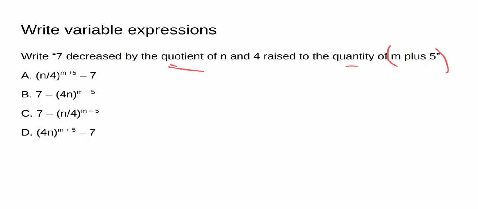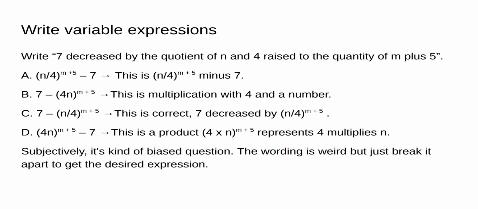So let's see. There are two answers we can obviously eliminate, because quotient means division, right? We can easily remove this one and this one. That's just multiplication, not division, so that's wrong. Now here's the tricky part. It's either 7 minus that or minus 7. We want to look at 7 decreased. 7 decreased, so it's obviously going to be C.